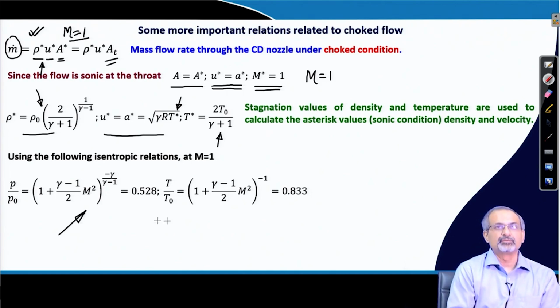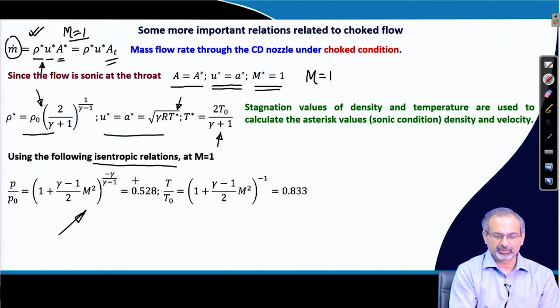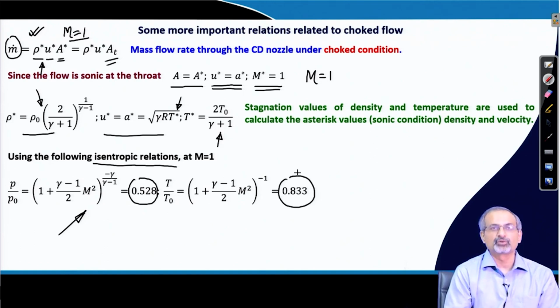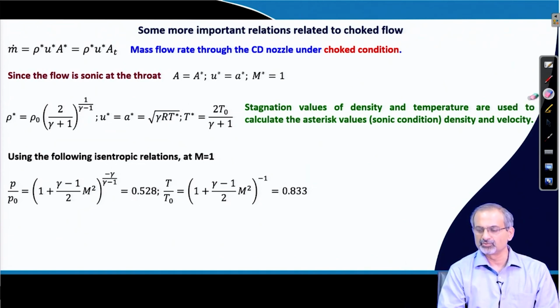Another set of important relations: from isentropic relations for p by p naught and T by T naught, you get these ratios for a choked flow in the throat. So, these would be very useful relations to remember.